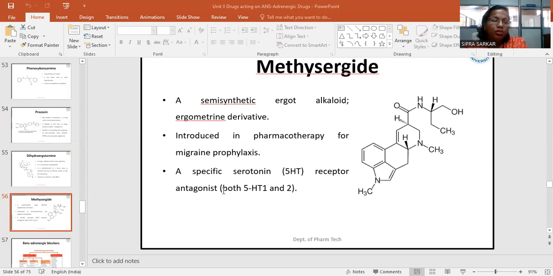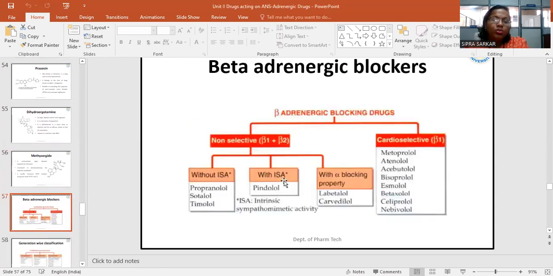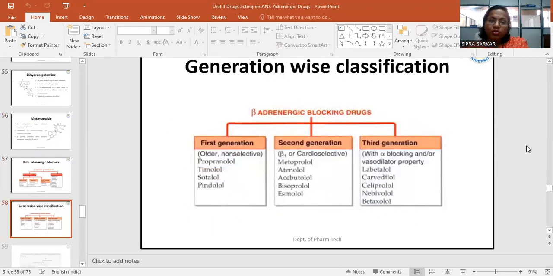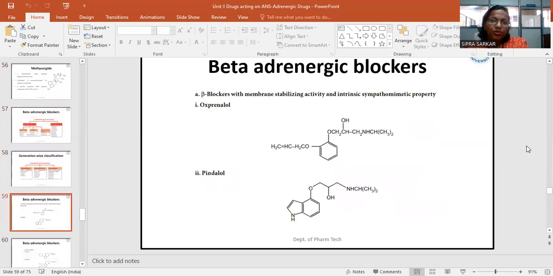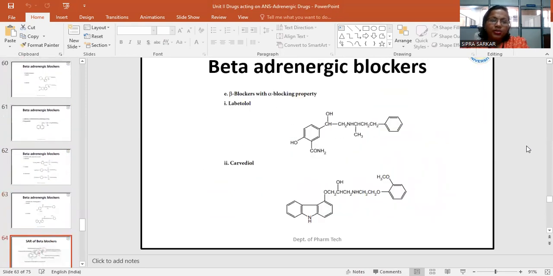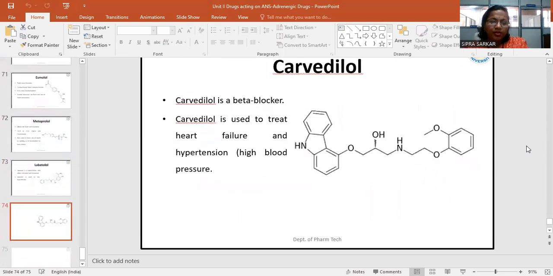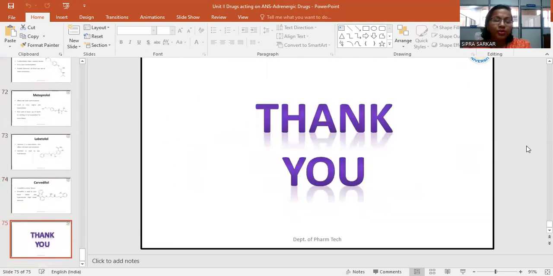Up to this point we have learned about the alpha adrenergic blockers. This first category of drugs was classified as alpha adrenergic blockers. In the next classes we will be learning about the beta adrenergic blockers. These are the slides remaining, and I will be discussing these drugs in later classes. So, thank you everyone.